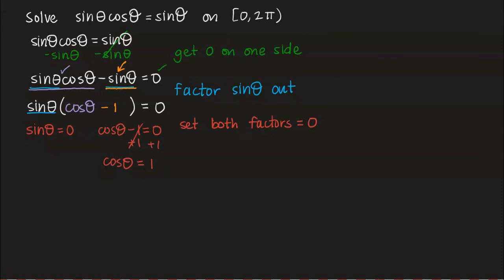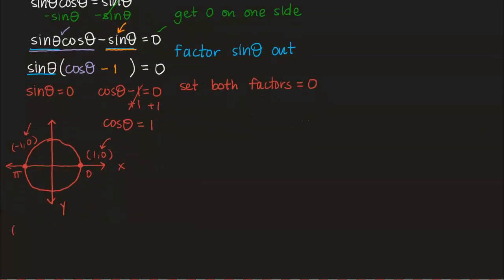For sine theta equal to 0, that's going to happen along the x-axis of the unit circle. So I'm going to set up a unit circle here so we can visualize our solutions. So here's the unit circle. We know that sine is the y-coordinate of the unit circle. The y-coordinate is equal to 0 right there. That's at 0 radians or 0 degrees. And the y-coordinate is also equal to 0 right here at the point -1, 0. And that's at pi radians or 180 degrees. So from the first solution, we're getting that theta is equal to 0 or pi.